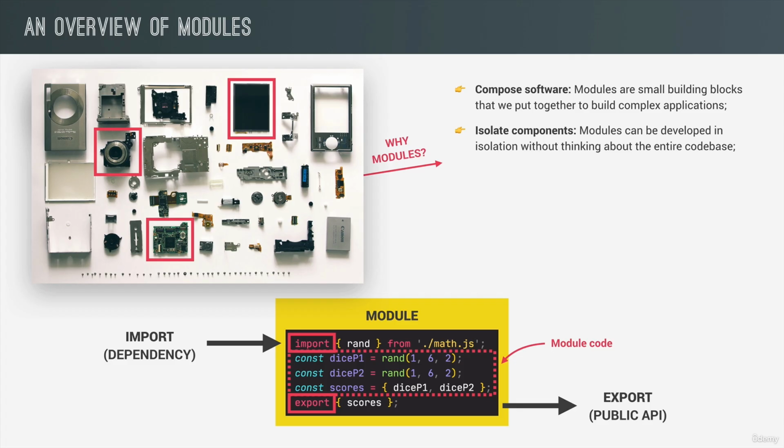Next up, modules make it very easy to abstract our code. And we already talked about what abstraction means, but basically we can use modules to implement low-level code.